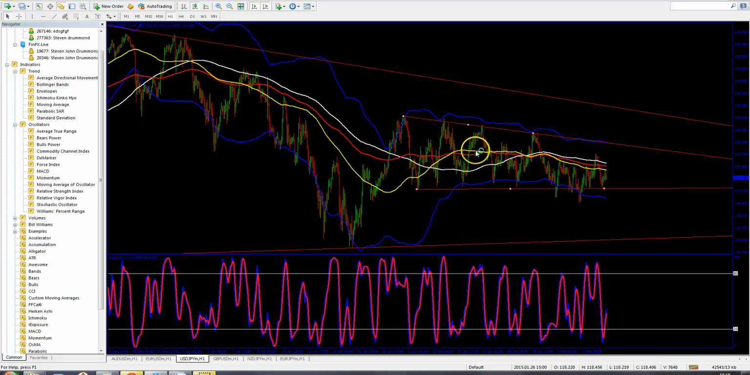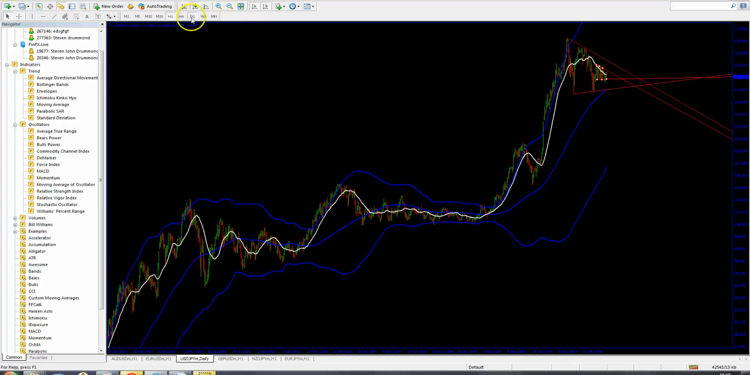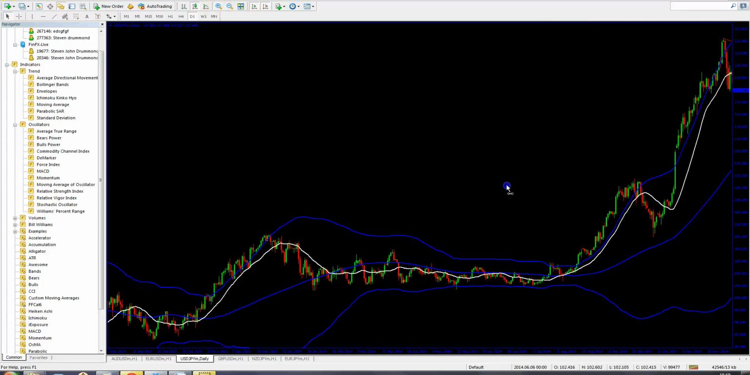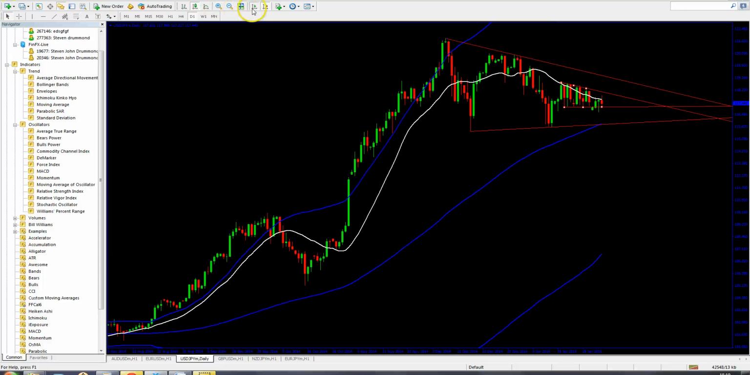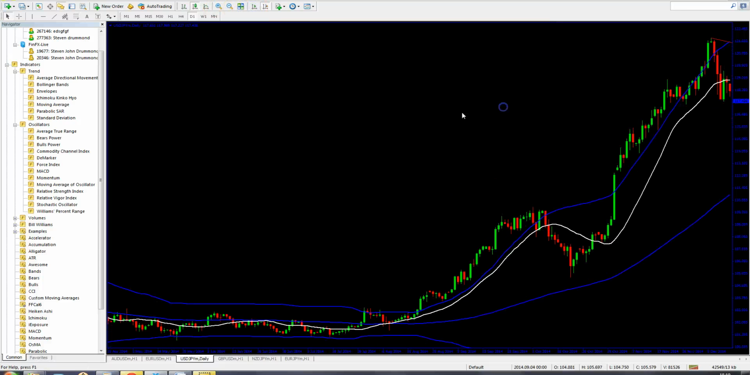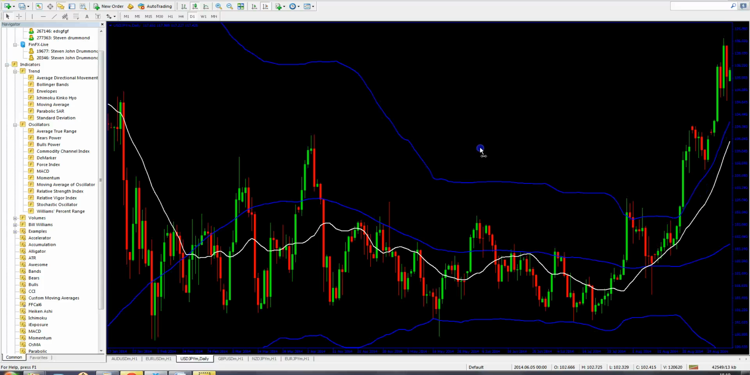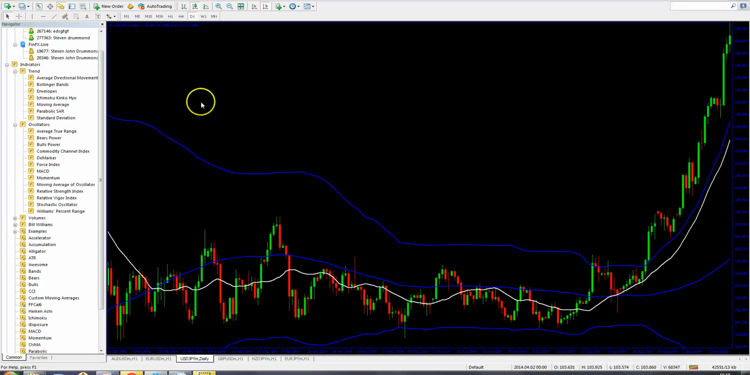So what usually happens after a Bollinger Band squeeze or lack of volatility? Normally it is followed by increased exponential volatility. So you can see here US dollar Japanese yen on a daily chart. You can see the Bollinger Band squeeze here. You can see it tightening up. It can't contract any less than that.